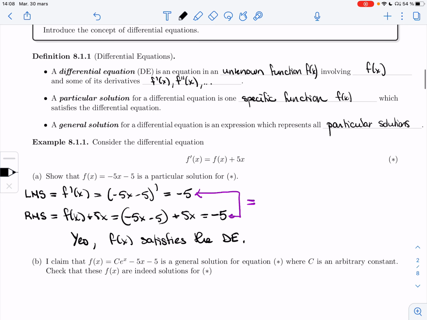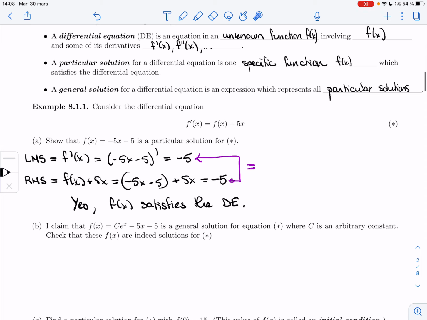Now I want to look at what a general solution would look like. In part B, I claim that f of x, which is c e to the x minus 5x minus 5, is a general solution for equation star. Here c is an arbitrary constant. So it's not really a real function because I don't know what c is. But what I'm saying is, whatever value c I plug in here, I'm going to get a specific function which satisfies the differential equation.